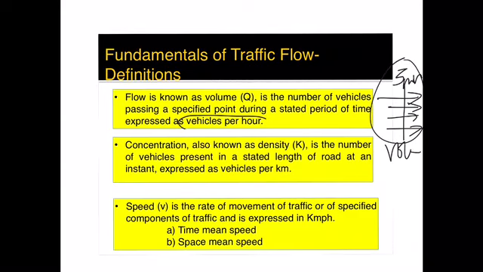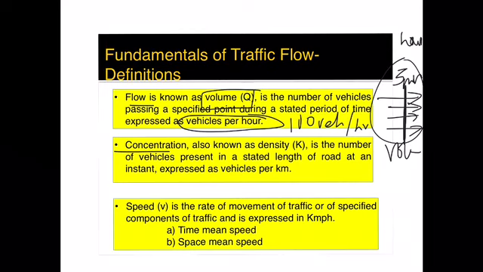Usually that is expressed in terms of vehicles per hour. So we measure the number of vehicles passing a particular point in an hour. How many vehicles can pass that particular point? That you call the volume or flow. It can be 100 vehicles per hour, 200 vehicles per hour, 300 vehicles per hour. So flow and volume give you one and the same meaning.